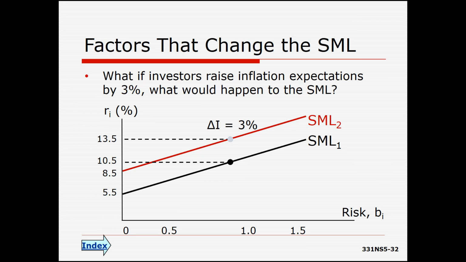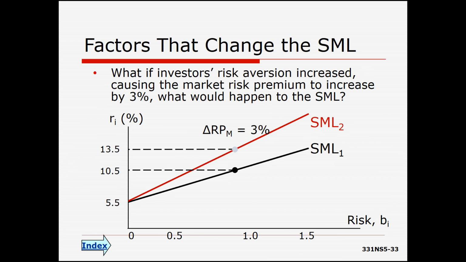The security market line is not static. It changes as its components change with the market. If inflation expectations increase by 3%, but the market risk premium doesn't change, then the SML shifts up. Inflation expectations increase the risk-free rate, which is the y-axis intercept. If investors' risk aversion increases but the risk-free rate stays constant, then the line will ratchet up, affecting high-beta stocks more than lower-beta stocks.